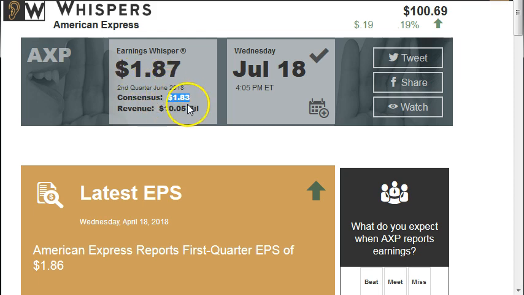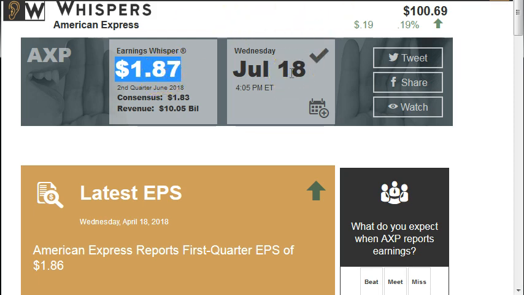So if American Express actually announces earnings of $1.85, for example, then the stock may even fall. Even though it's more than 1.83, the stock may even fall because the Whisper Number is $1.87. So a lot of people inside the markets, they're not Wall Street analysts, but they're all expecting $1.87 to be the actual number. So if the actual announcement beats this $1.87 whisper number, then the stock can move up.